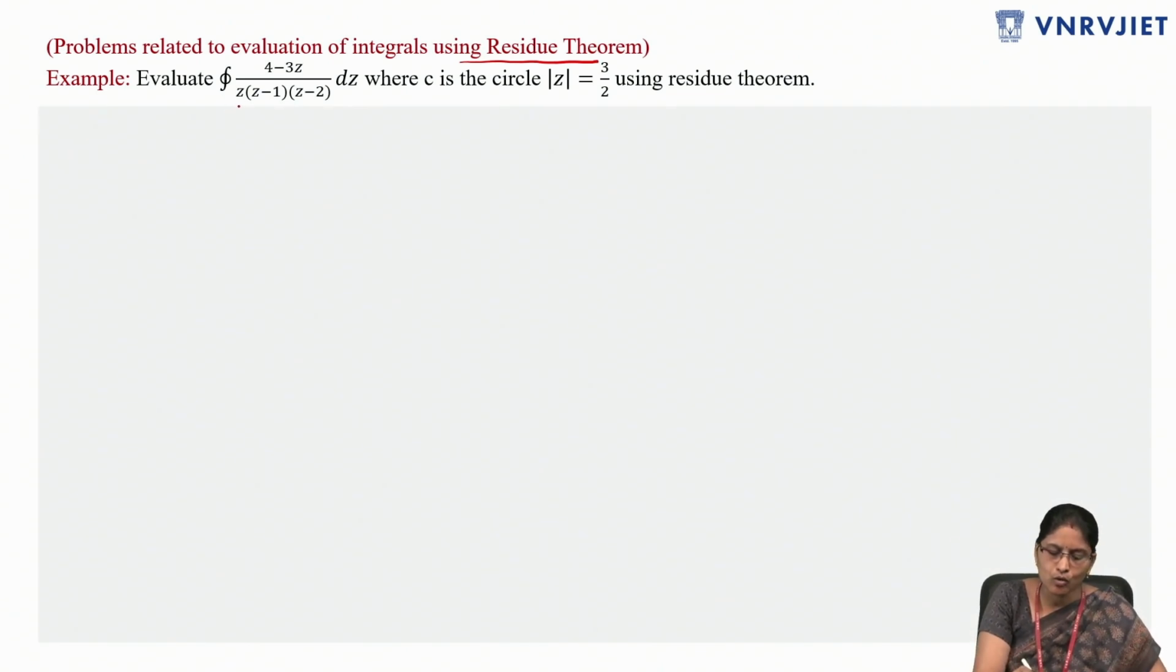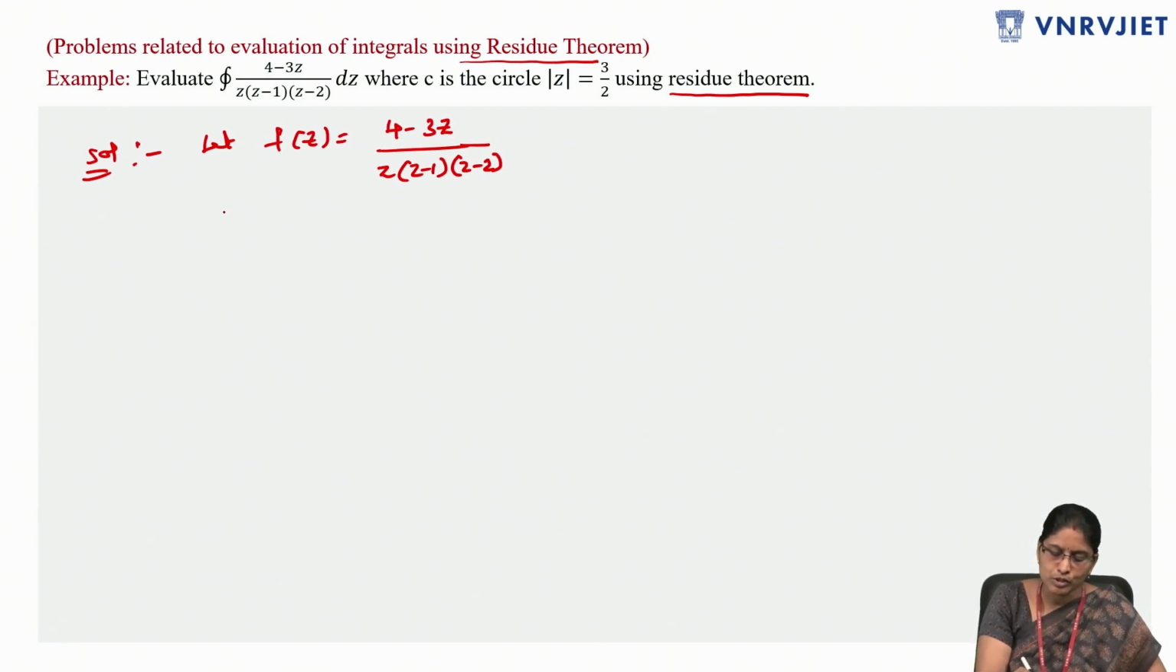Evaluate the closed integral over C of (4 minus 3z) by z into (z minus 1), (z minus 2) into dz, where C is the circle mod z is equal to 3 by 2, using residue theorem. Residue theorem: the integral of f of z is equal to 2 pi i into sum of residues. Here we have to find out the residues. Let f of z is equal to (4 minus 3z) by z into (z minus 1), (z minus 2).